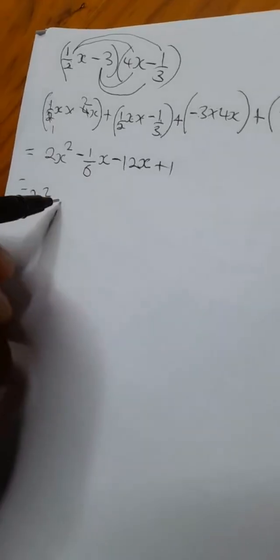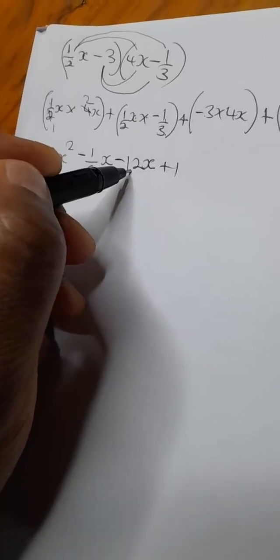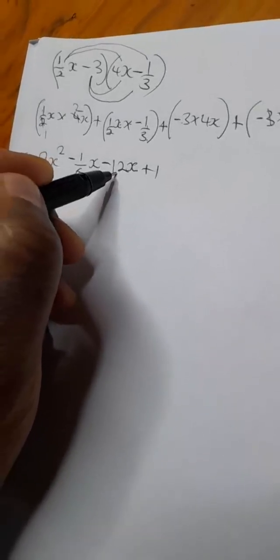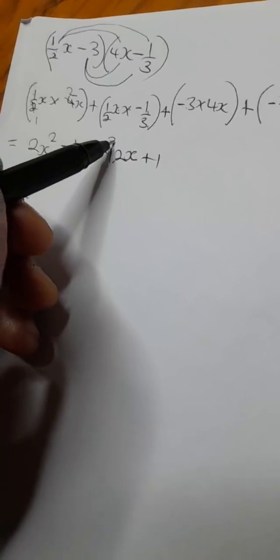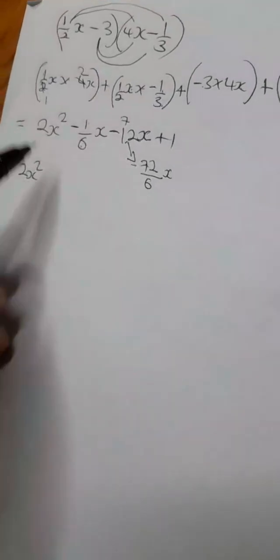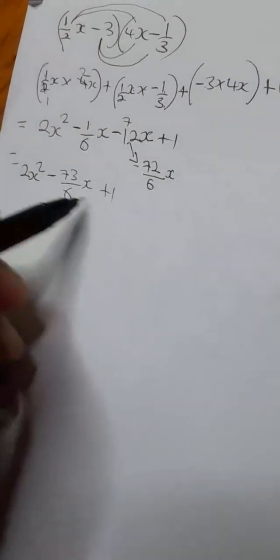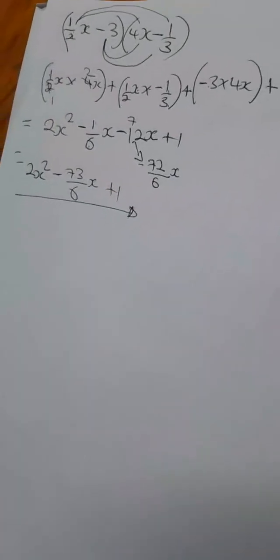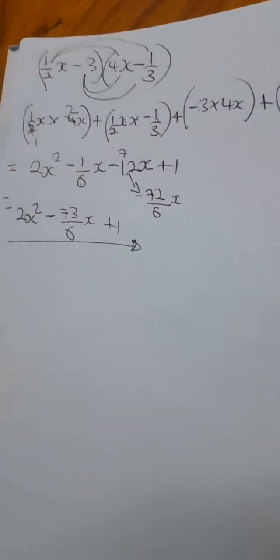So it's 2x squared minus 1 over 6x minus 12x plus 1. Changing 12x to be a fraction, it's going to be 72 over 6x. So minus 1 minus 72 is minus 73 over 6x plus 1. That is our final answer. All right? That is our final answer.